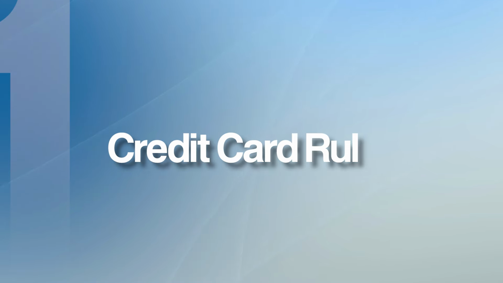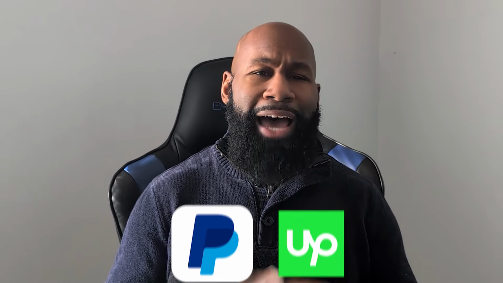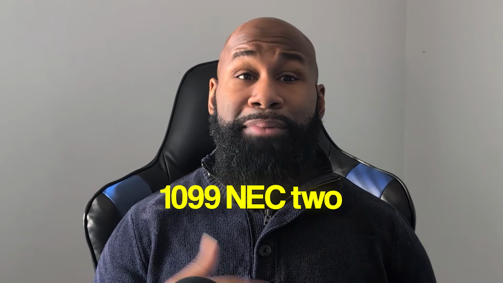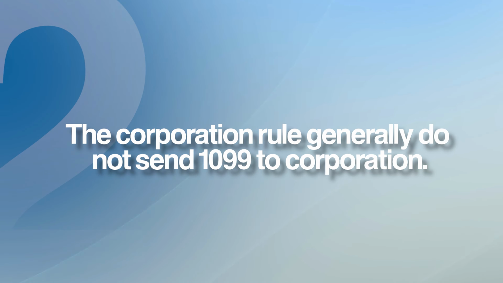But there are exceptions. Exception #1, the credit card rule. This is huge. If you paid a contractor using a credit card or a third-party settlement network like PayPal or Upwork, you do not need to send a 1099. Why? Because the credit card processor or Upwork will send them a form 1099-K. If you send them a 1099 NEC too, you are double reporting income to the IRS, and your contractor will hate you.